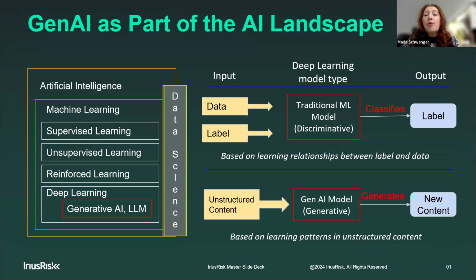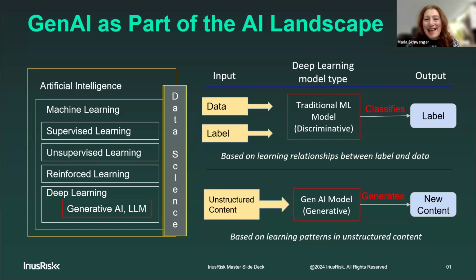What is the important part here is what our start is. We have data and label. The traditional ML models learn based on the relationships between the label and the data, and they're discriminative in nature. So in the end, they're going to classify and give you a label. Unstructured content is the other thing that goes into generative AI. The generative AI model is not discriminative, it's generative, right? It's based on learning and recognizing patterns within the unstructured content. So it's basically going to generate new content for you.